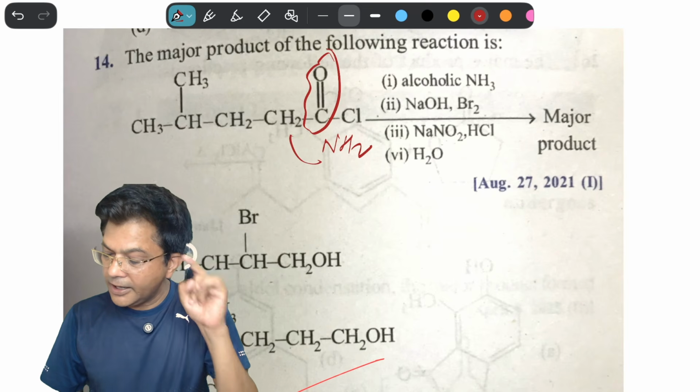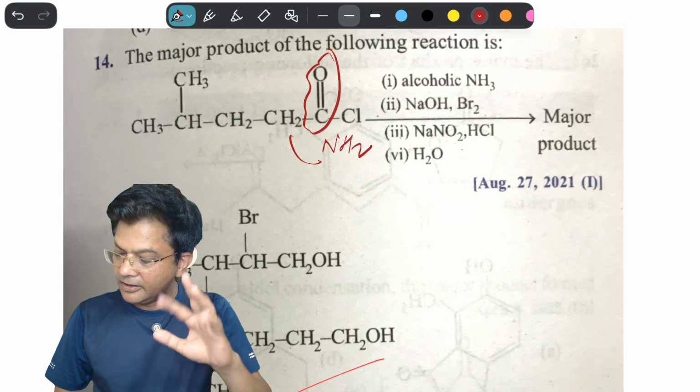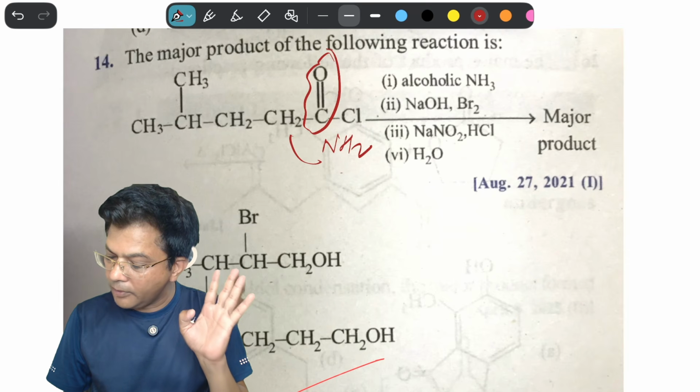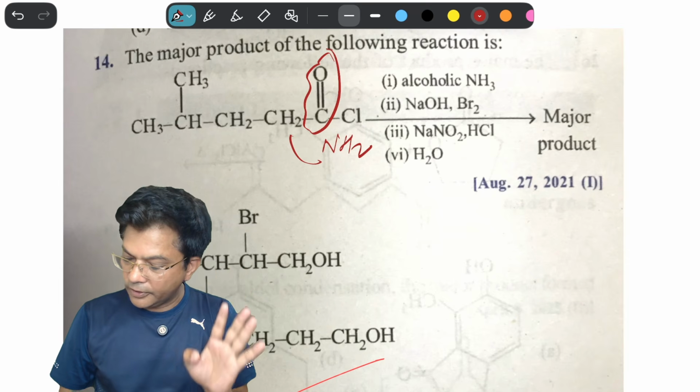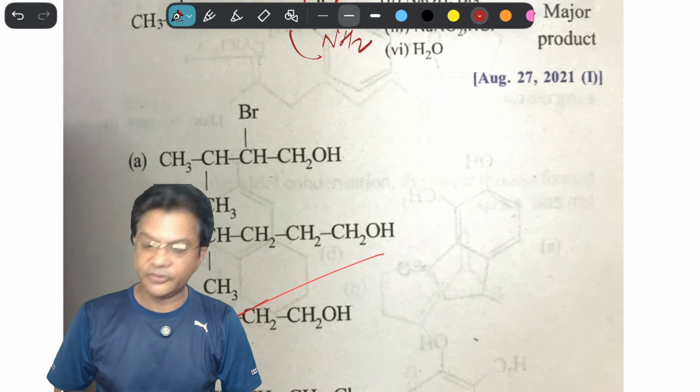Then NaNO2 HCl, it's not diazotization because it is aliphatic. So alcohol, NH2, remove NH2, form alcohol. So definitely it's a clear-cut answer, alcohol. You must have got it.